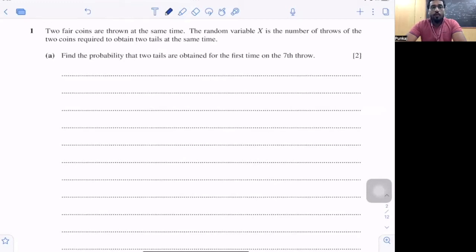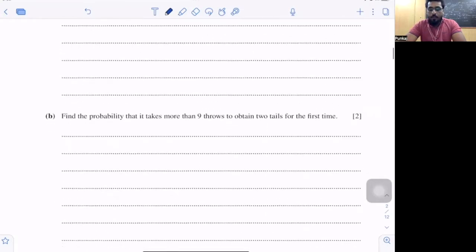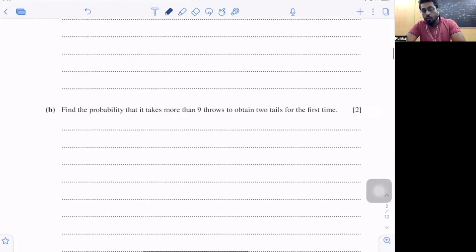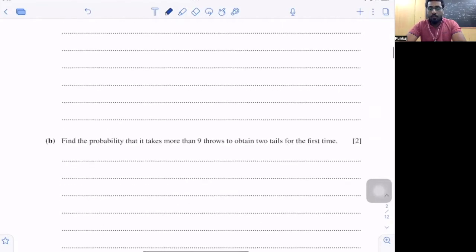It says two fair coins are thrown at the same time. The random variable X is the number of throws of the two coins required to obtain two tails at the same time. The first sub-question says find the probability that two tails are obtained for the first time on the seventh throw. And the second question is find the probability that it takes more than 9 throws to obtain two tails for the first time.